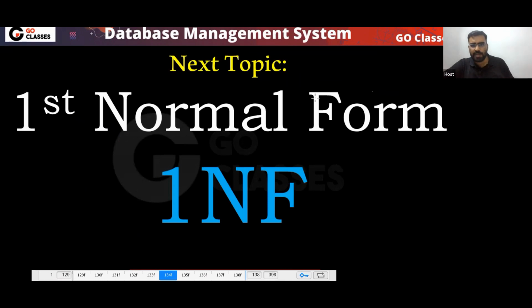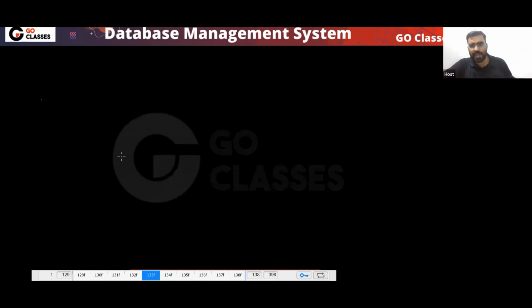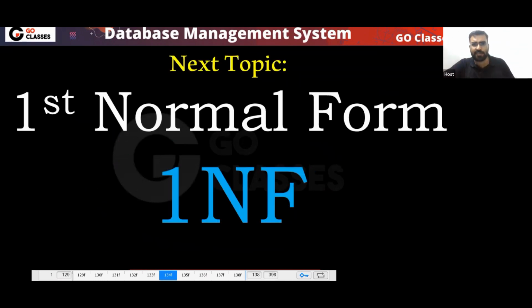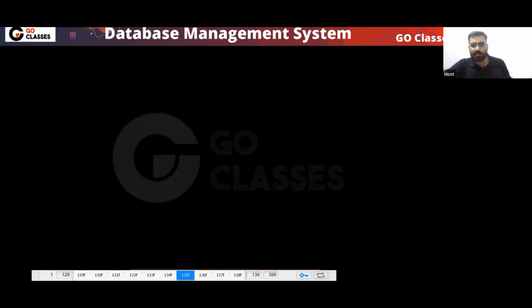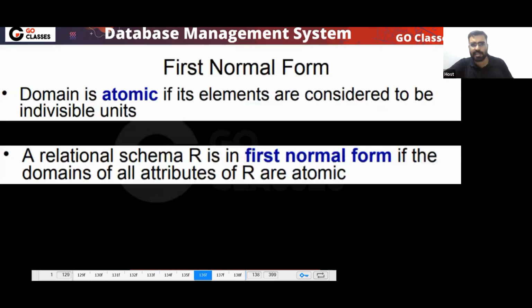What is the first normal form? This is very simple. Actually, every relation is in first normal form. In the relational model, every relation is in first normal form. This basically says that the domain must be atomic. Domain is atomic means the elements are indivisible, you cannot divide the elements.